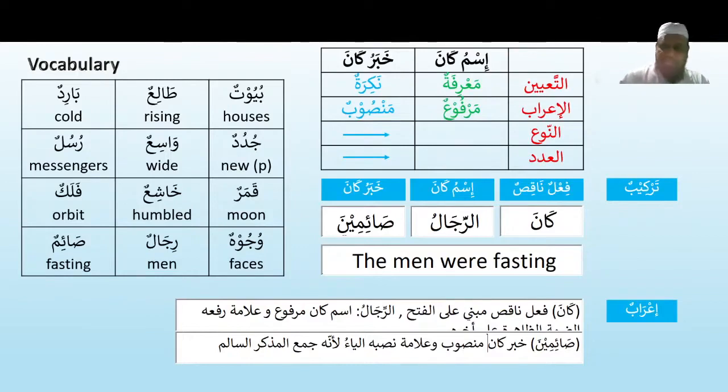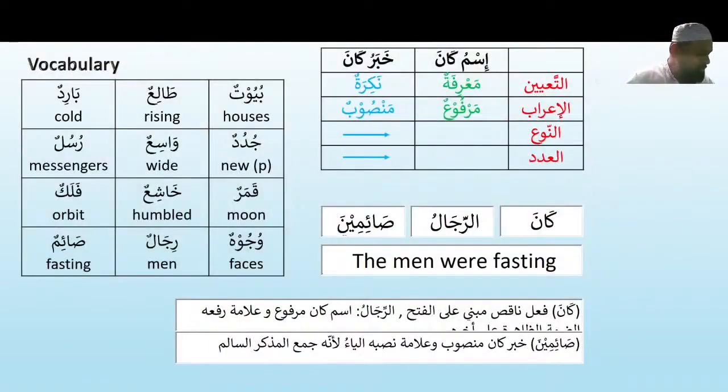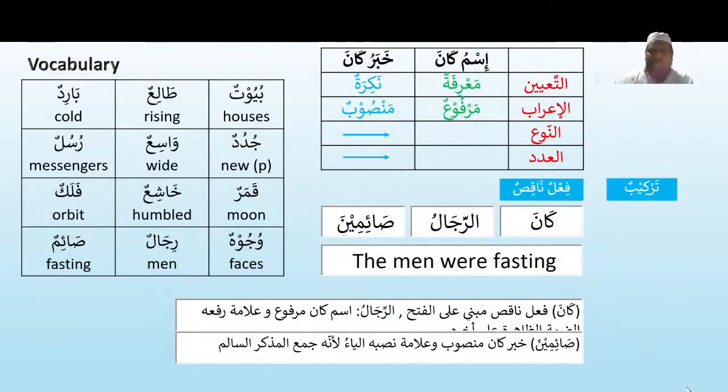The last line of Saimina, I cannot say Saimina. I don't know what happened. Okay, let me show you. It is all messed up. See, yeah? Right, okay. So, the Arab, the Tarkib was: Kana, Falu Naqis, or Rijal ismu Kana, Saimina Khabru Kana.